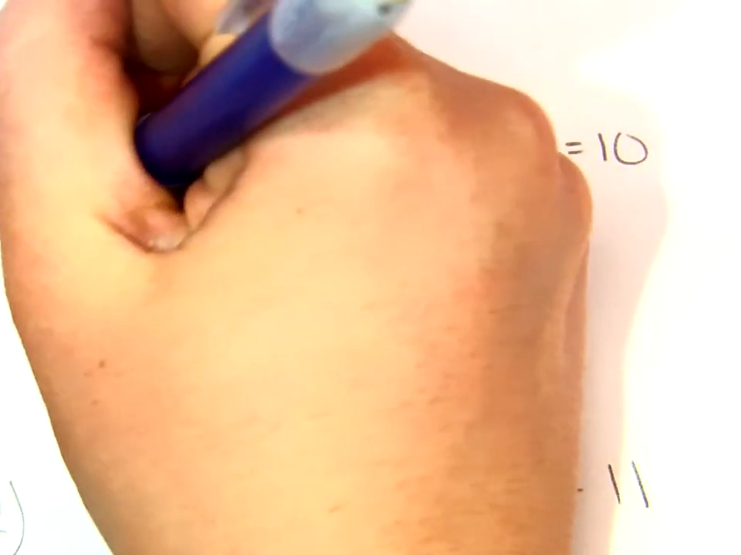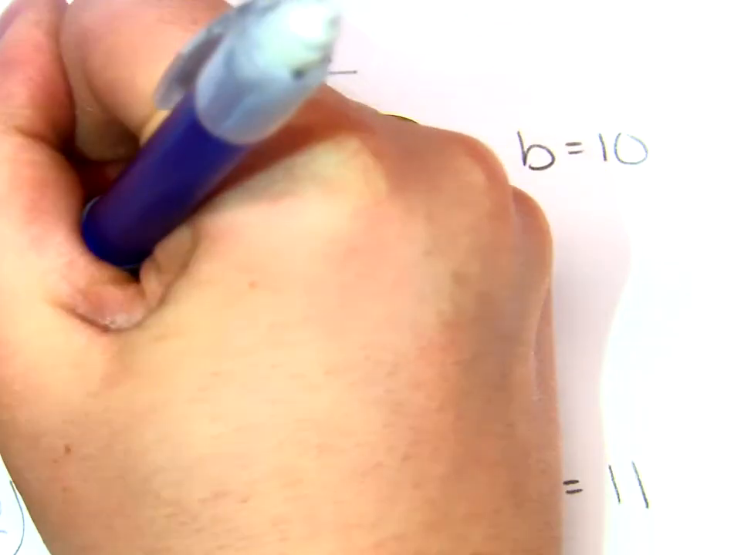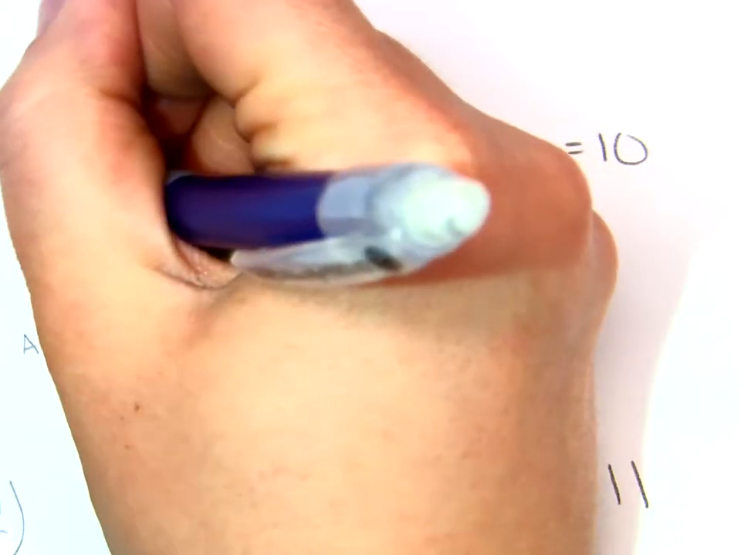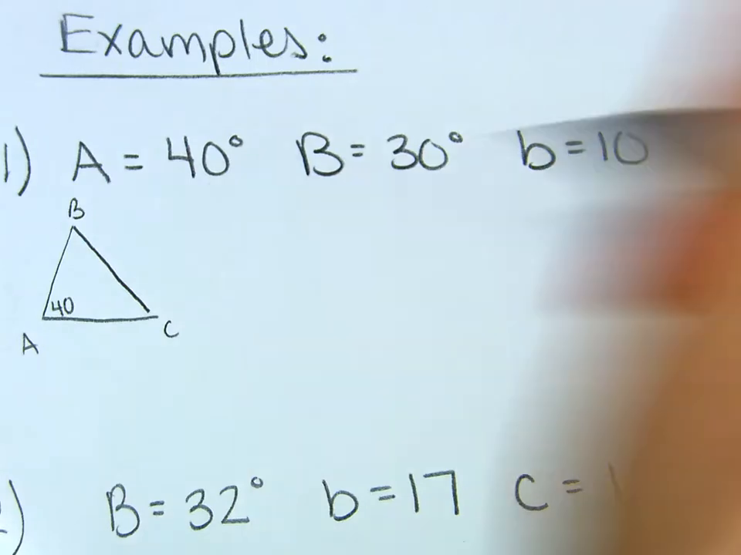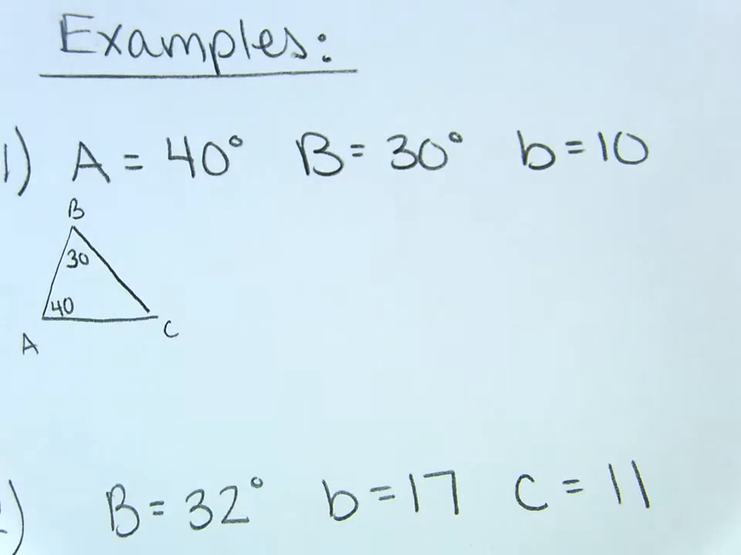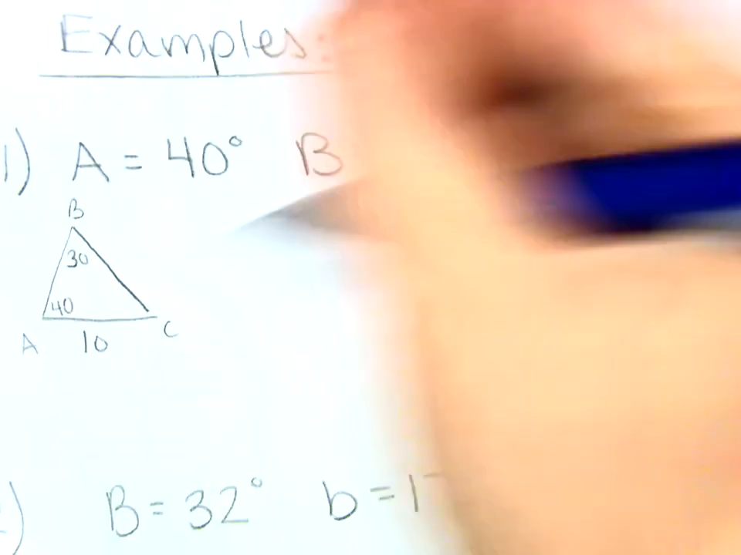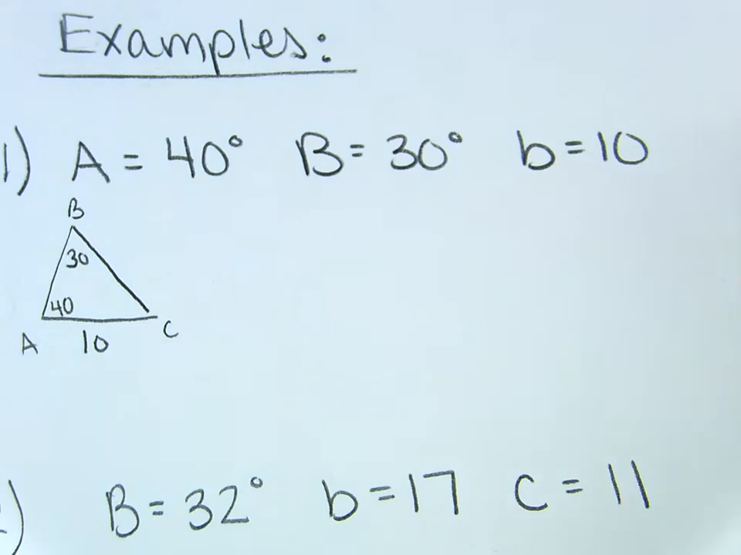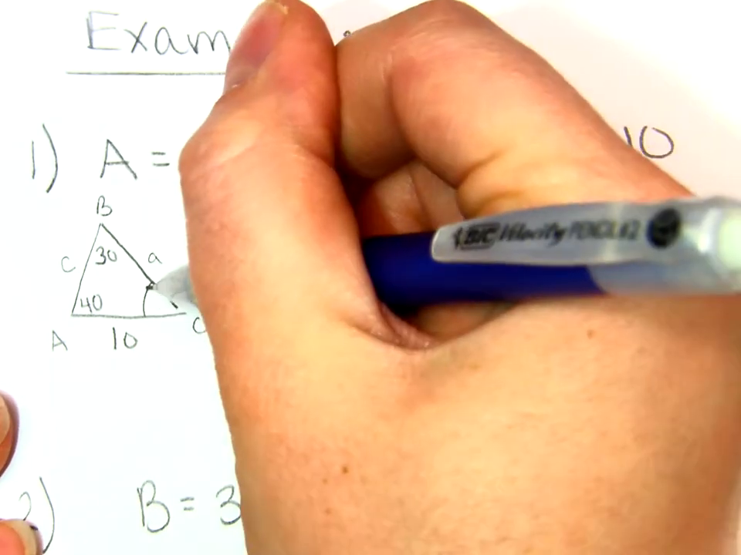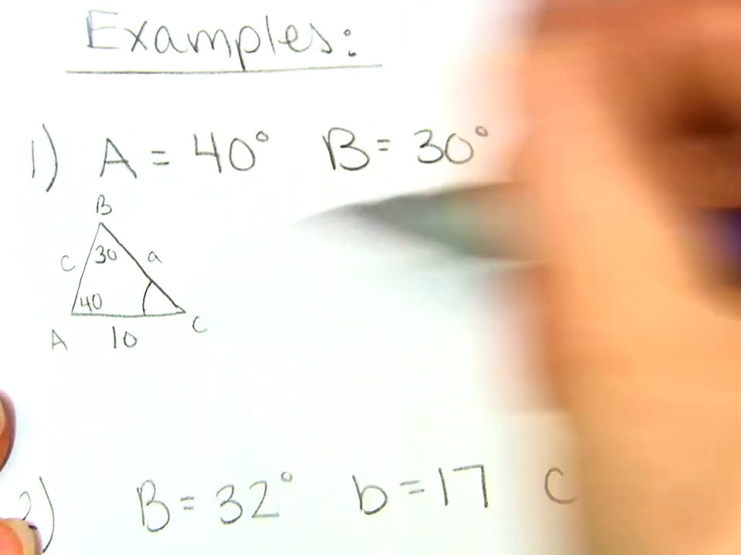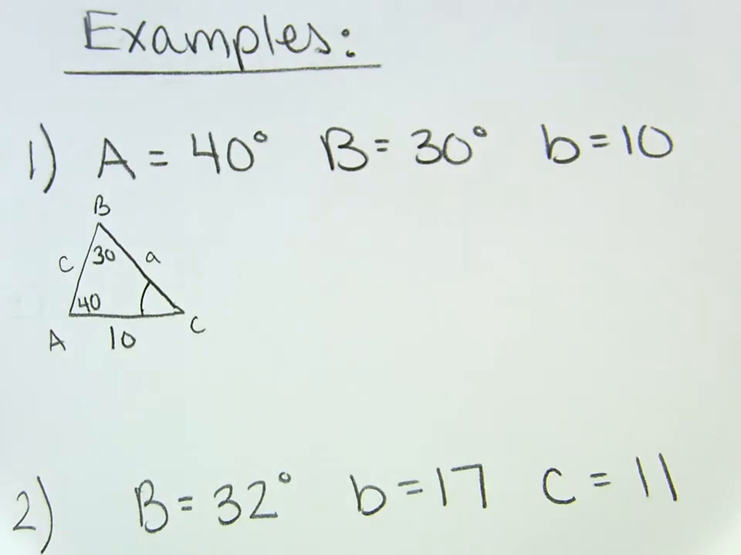So the first thing you want to do is draw a little sketch of the triangle. It doesn't have to be beautiful. So I have an A, a B, and a C. Angle A is 40, angle B is 30, and side B is 10. And I want to solve for the rest of the triangle. So I want to find side C, side A, and angle C. So I want to solve all those values.